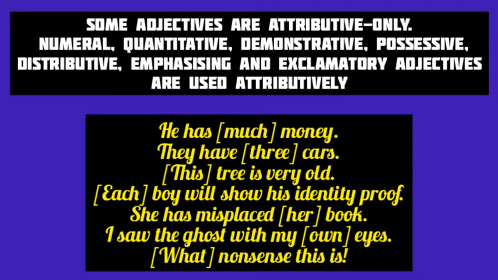And then in the sentence, "She has misplaced her book," the possessive adjective her is also attributive because it has come before the noun book. In the next sentence, the emphasizing adjective own is used attributively before the noun eyes. And in the last sentence, the exclamatory adjective what has come before the noun nonsense, so it's also attributive. So from these examples, we understand that all these kinds of adjectives are always used attributively.